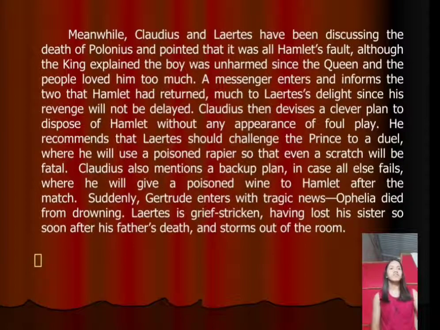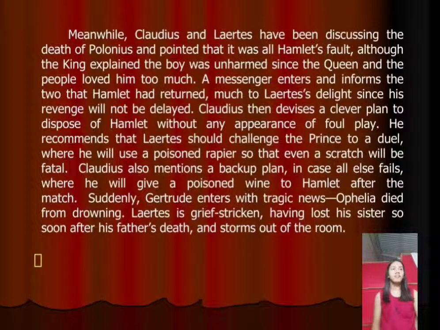Meanwhile, Claudius and Laertes have been discussing the death of Polonius and pointed that it was all Hamlet's fault, although the king explained the boy was unharmed since the queen and the people loved him too much. A messenger enters and informs the two that Hamlet had returned, much to Laertes' delight since his revenge will not be delayed. Claudius then devises a clever plan to dispose of Hamlet without any appearance of foul play.